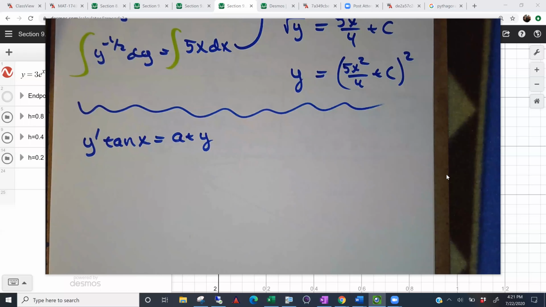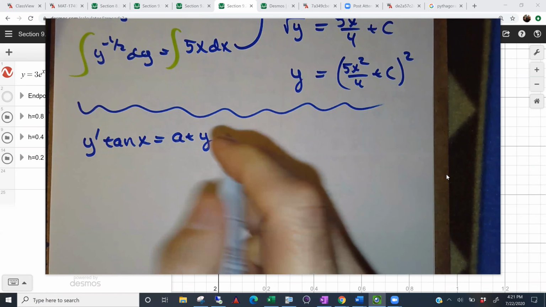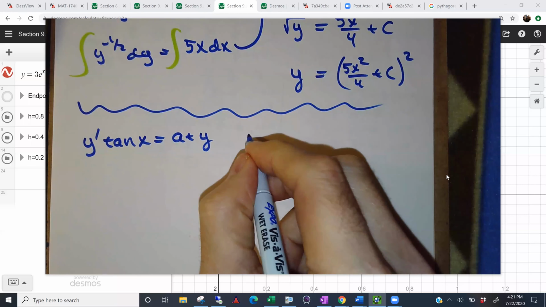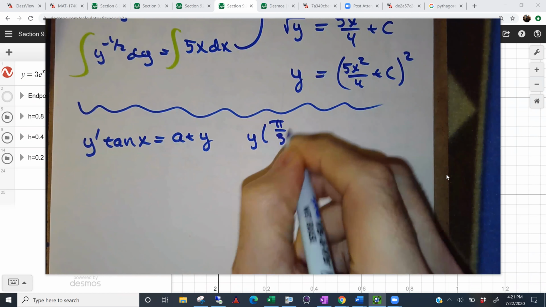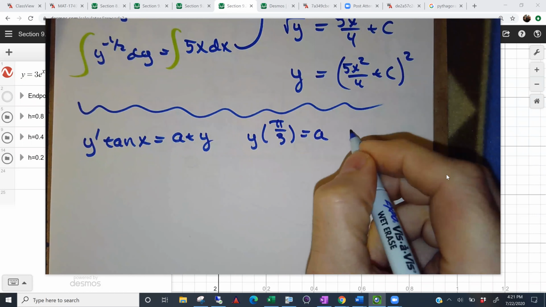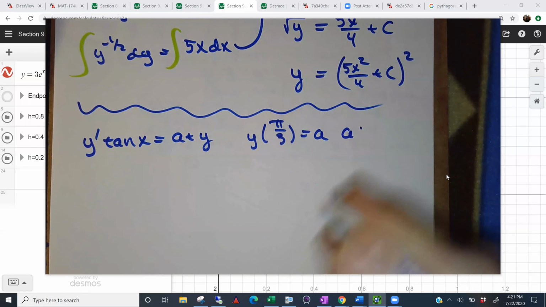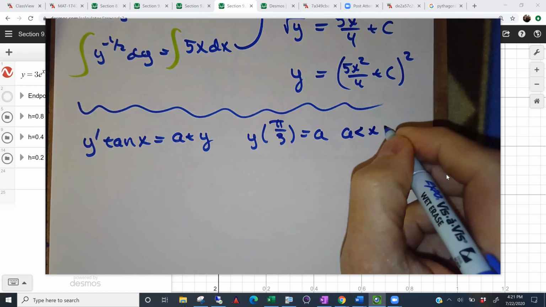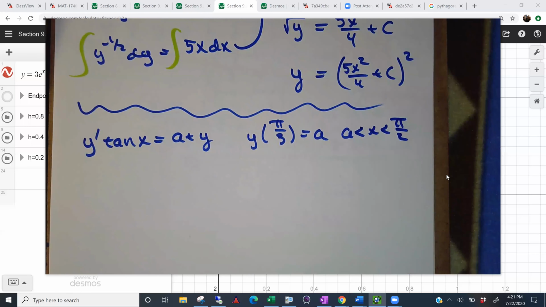So this is a differential equation, and we can separate the variables and solve here, but they also tell us something else, that y of pi over 3 is equal to a. And one last thing that they tell us is that 0 is less than x is less than pi over 2. And that should be a 0 here. Let me fix that.